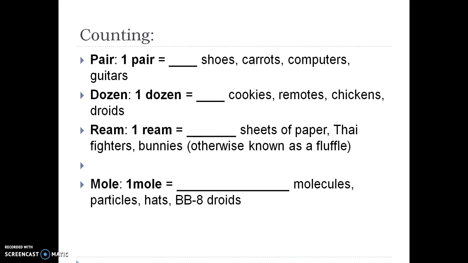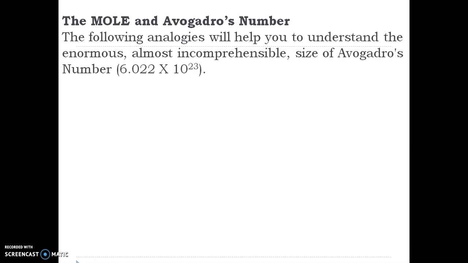1 mole is equal to 6.02 times 10 to the 23rd of anything. So you can do molecules, you can do particles, you can do hats, you can do droids, you can do anything you want. 1 mole just means 6.02 times 10 to the 23rd. It's just a counting number. Okay? So, the mole, we have this wonderful number.